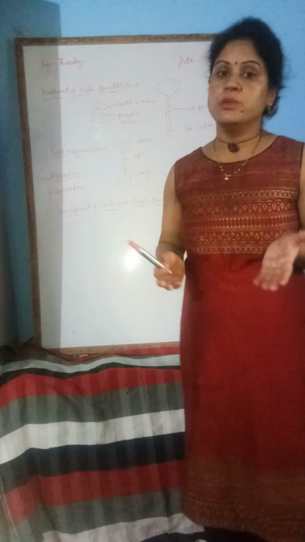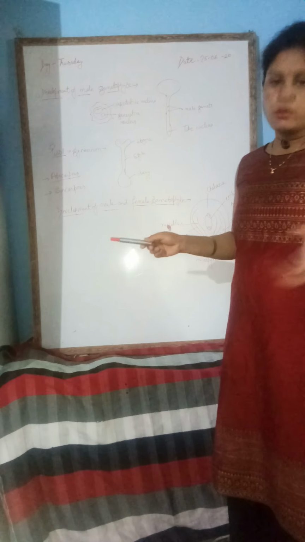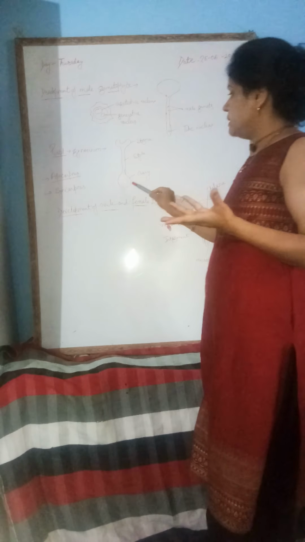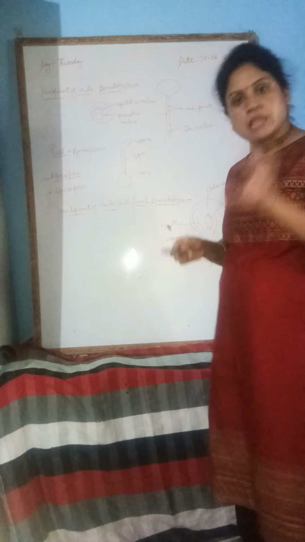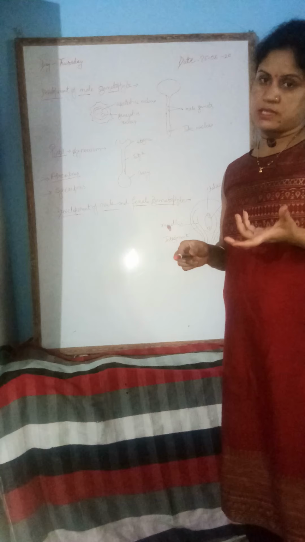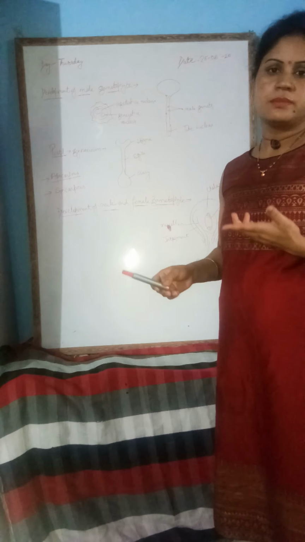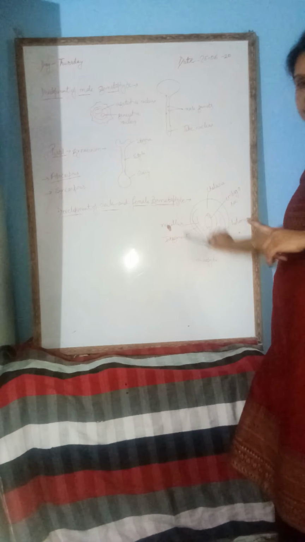Now, development of ovule. What is an ovule? This is a diagram of a female reproductive part or gynoecium or pistil or carpel. In the last swollen part, which is called ovary, inside the ovary there is a group of cells, which is called ovule. Here is a diagram of ovule.